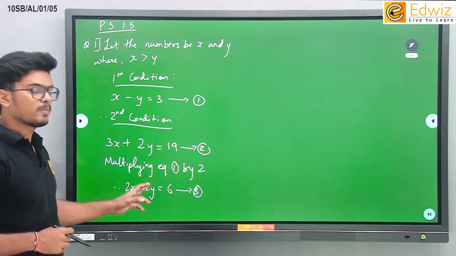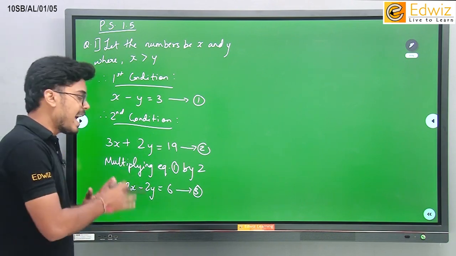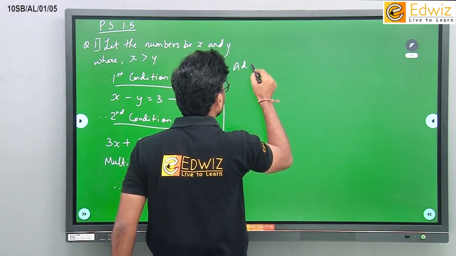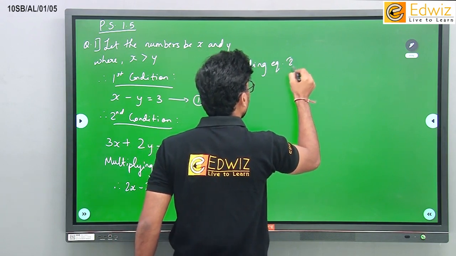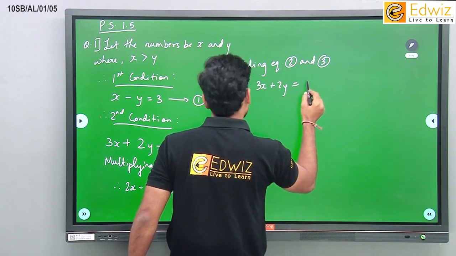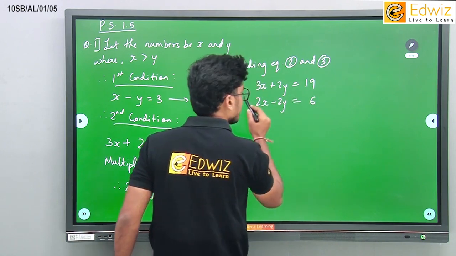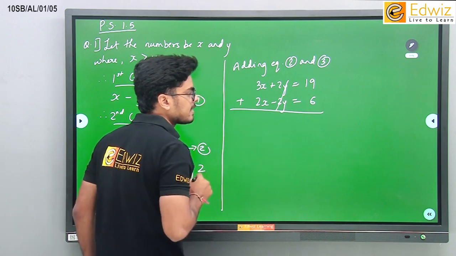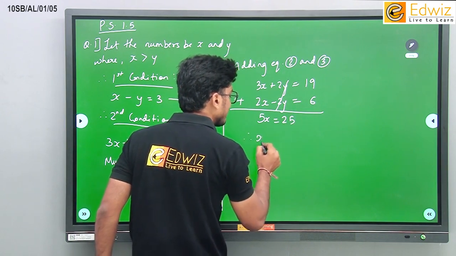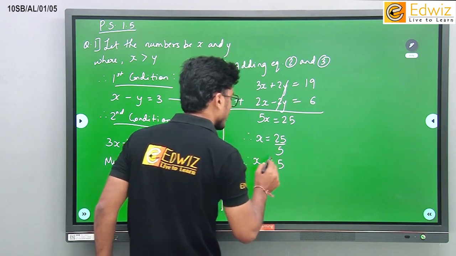Then दोनों equations में you can see the coefficients of y is same. It is plus 2y and minus 2y. So we will add these two equations to eliminate y. Adding equations 2 and 3. Equation 2 is 3x plus 2y equal to 19 and equation 3 is 2x minus 2y equal to 6. When we add them, the y part is getting eliminated. This is 5x equal to 25. So from here we get the value of x, 25 upon 5, that is just 5. So x is just 5.